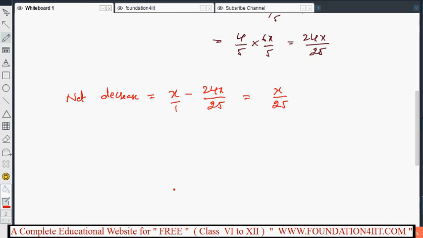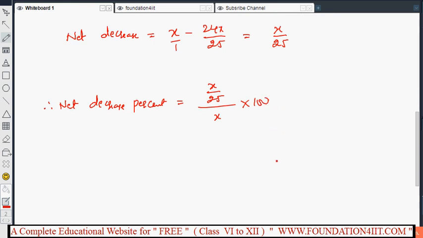Now we should find out the net decrease percent. Therefore, the net decreased percent is equal to the net decrease, x by 25, divided by the original number x, into 100. If you solve this, you'll get the net decrease percent.